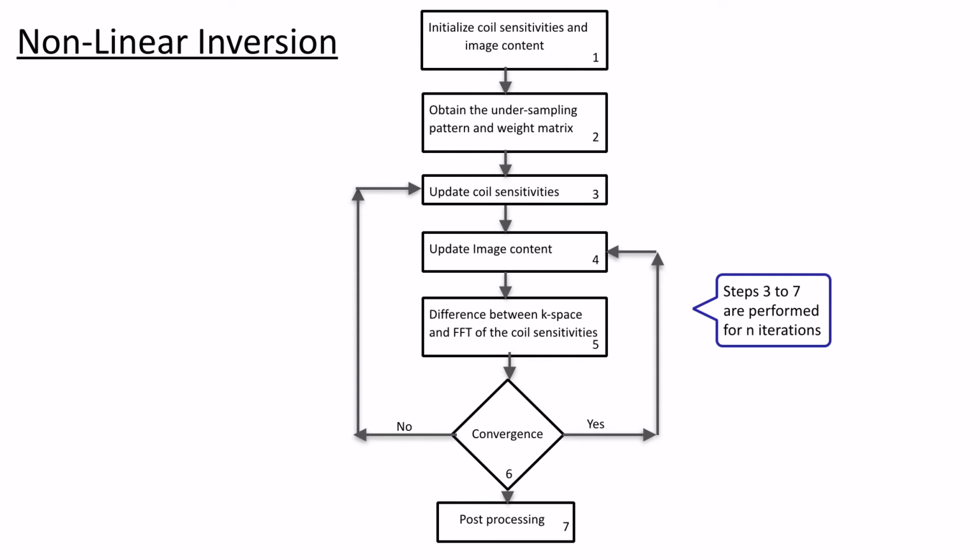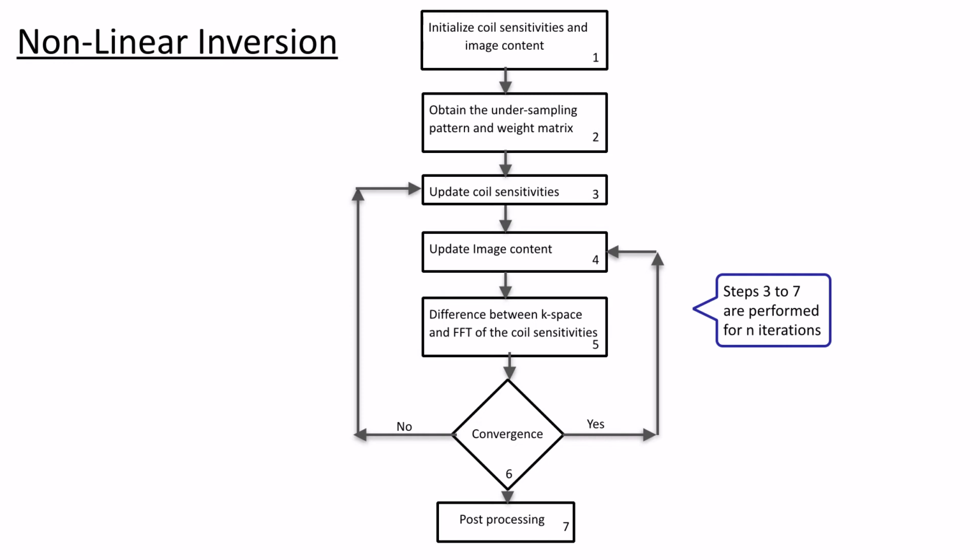Now, it calculates the difference between the available K-space data and the Fourier transform of the estimated coil sensitivities. This difference is used as an error value which needs to be minimized. To do so, the sensitivity profiles as well as the image content are simultaneously updated with the help of the conjugate gradient algorithm. All this is performed by using multiple iterations of steps 3 to 7.